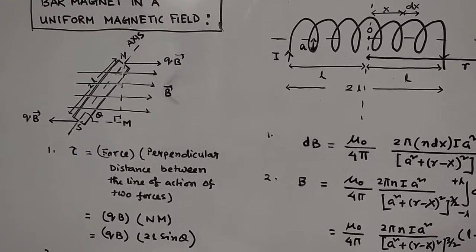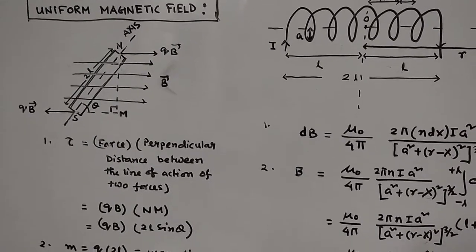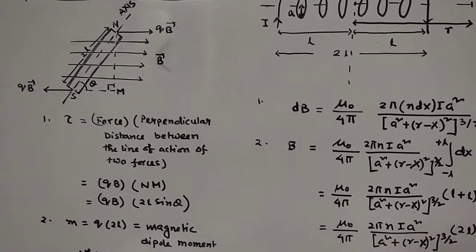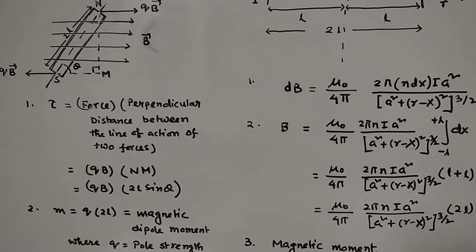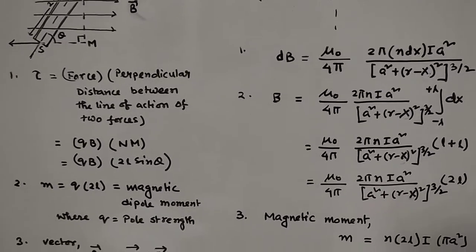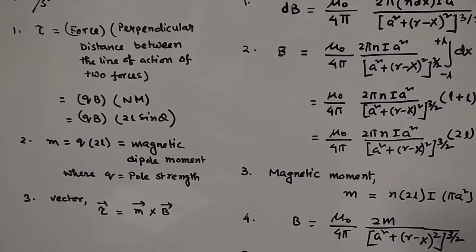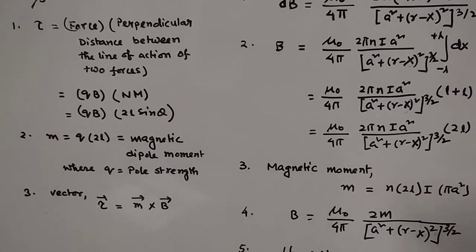It's simple, NM is perpendicular. If you find sin theta, it is perpendicular by hypotenuse, so it's 2l sin theta. So m is your magnetic dipole moment, that is m equal to q times 2l, where q is your pole strength. So it's coming out as mB sin theta, and in vector notation, tau vector equals m vector cross B vector.